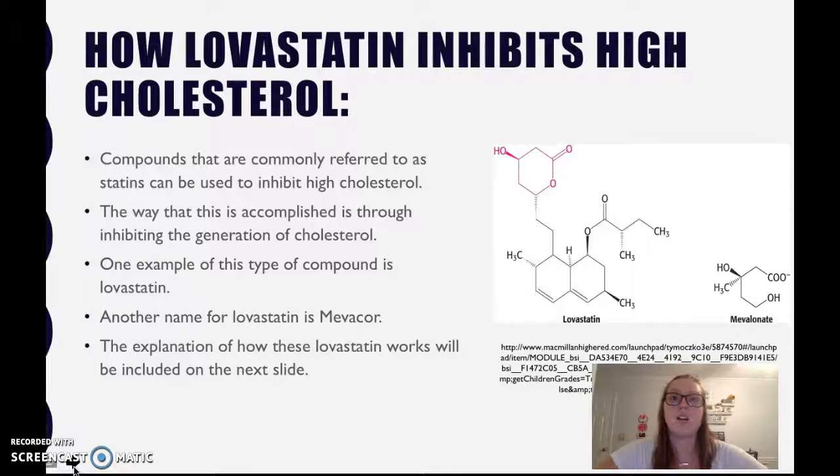Okay, so now how lovastatin inhibits high cholesterol. Compounds that are commonly referred to as statins can be used in order to inhibit high cholesterol. The way in which this is completed is through inhibiting the generation of cholesterol. One example of this type of compound is lovastatin. Another name for lovastatin is Mevacor. The explanation of how lovastatin works will be included on the next slide. So then here's the lovastatin molecule, and then here's mevalonate, which was explained previously.